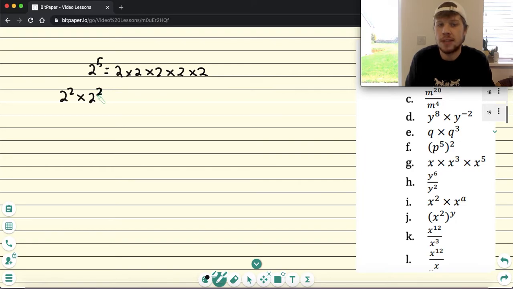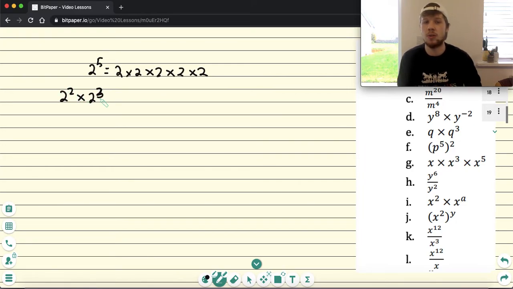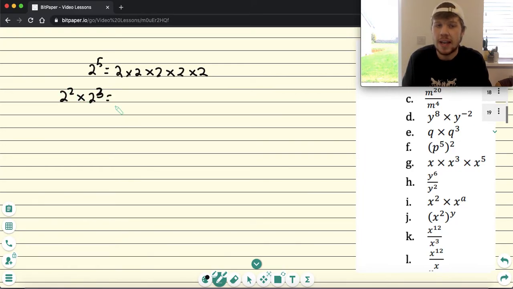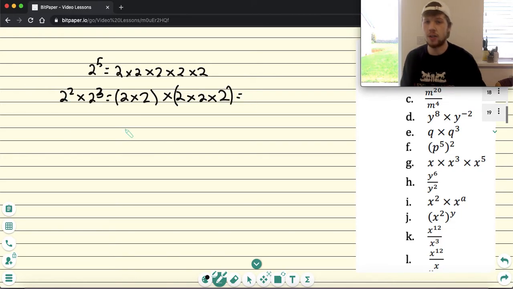values multiplied together, so let's say 2 squared multiplied by 2 cubed. If I write this out, I would have 2 squared, which is 2 multiplied by 2, and I would have 2 cubed, which is 2 multiplied by 2 multiplied by 2. What I could do is work these out as values, so it could be 4 times 8. However, what I'm going to do is try and write it in index form.